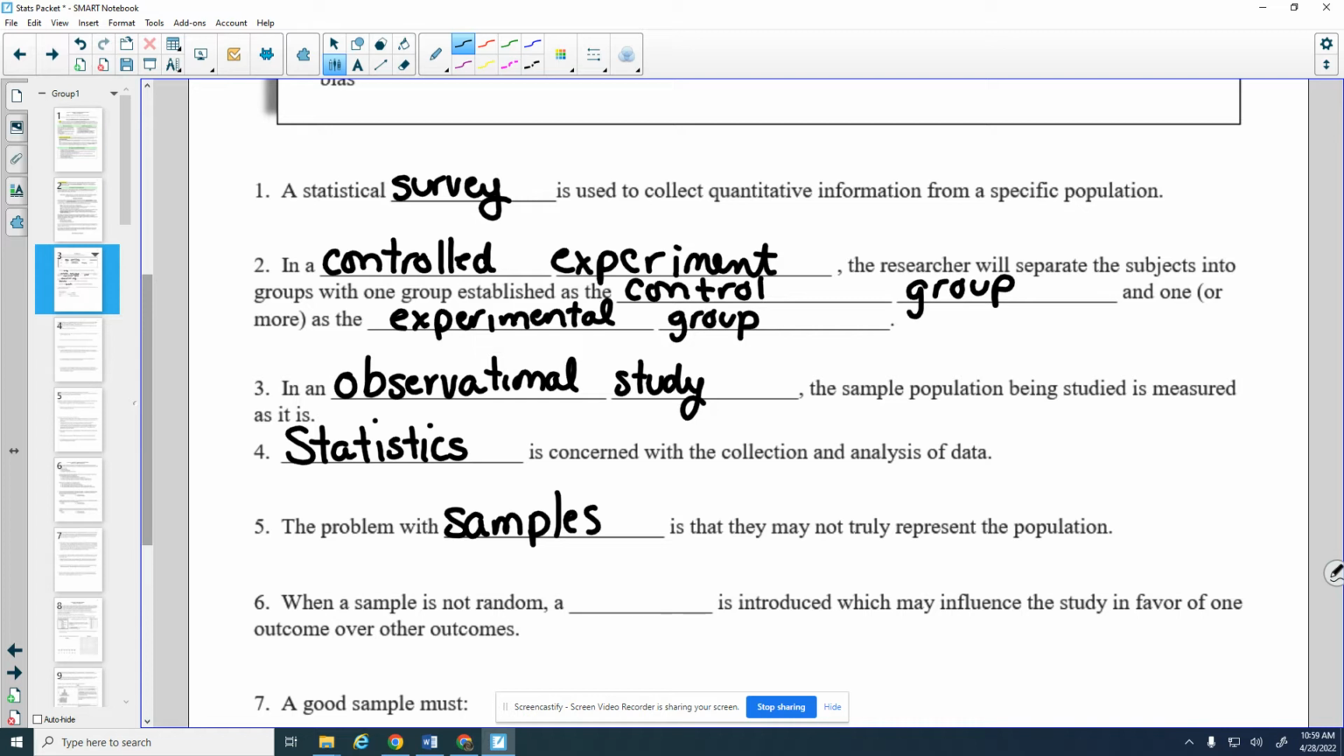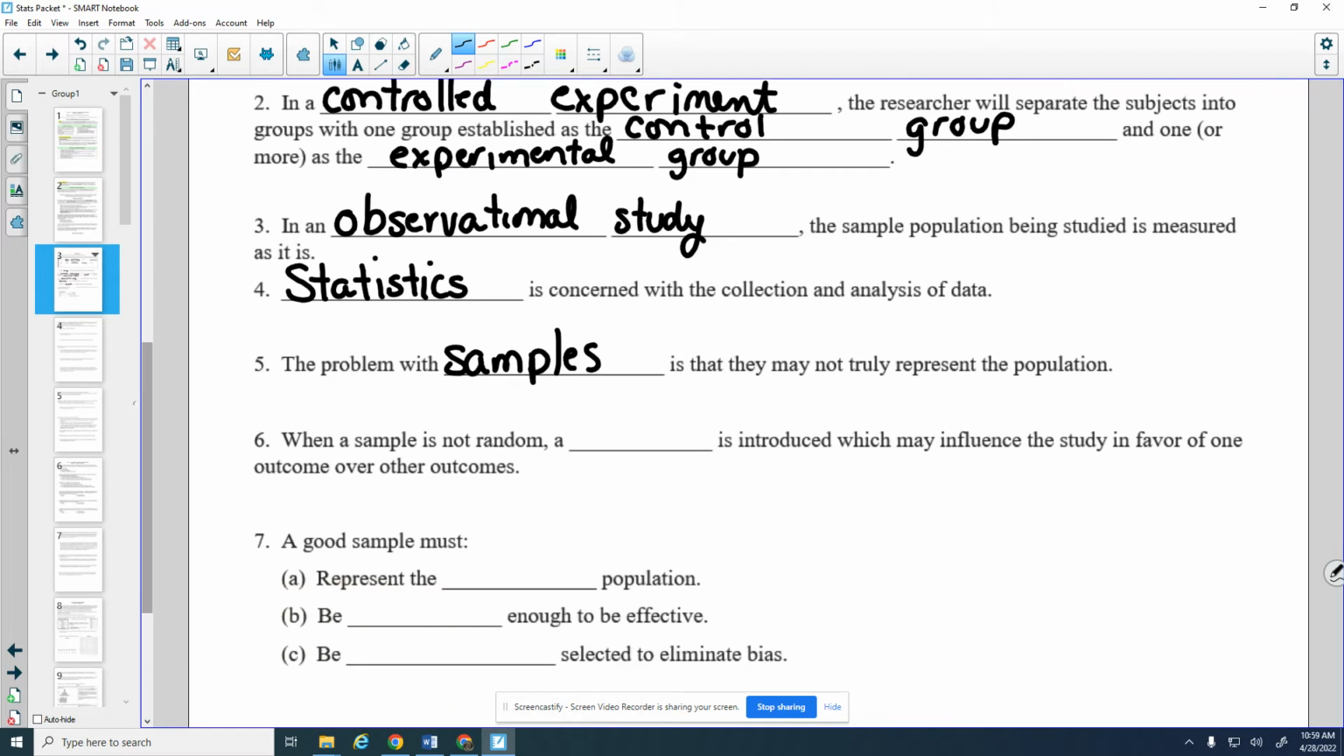When a sample is not random, a blank is introduced, which may influence the study in favor of one outcome over other outcomes. So if we don't get that random sample, a bias is introduced where it could really impact, and our results wouldn't really represent the facts about the whole population. So a good sample must represent the whole population, be large enough to be effective, and be randomly selected to eliminate bias.